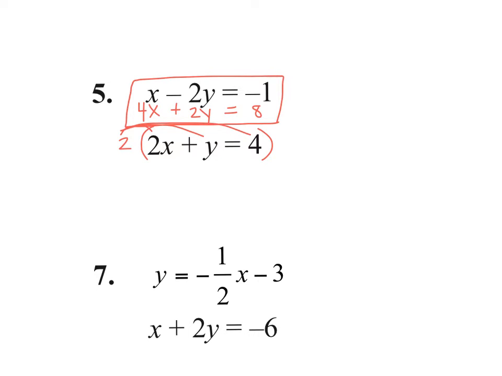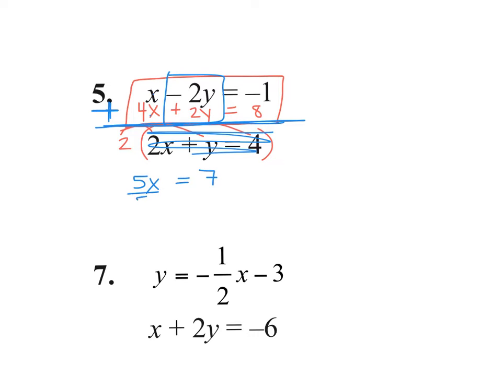So now from here, we are going to add our two equations together. So here's our equal bar. We're just ignoring this for right now, and we're going to add these together. Okay, so x plus 4x is 5x. Negative 2y plus 2y is 0, so that goes away. And then negative 1 plus 8. Oh, this is not pretty numbers, but that's okay. Negative 1 plus 8 is 7.